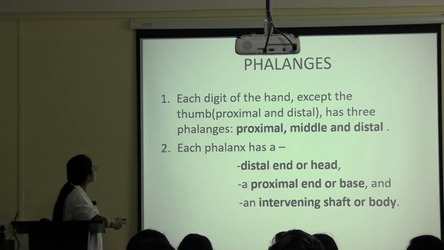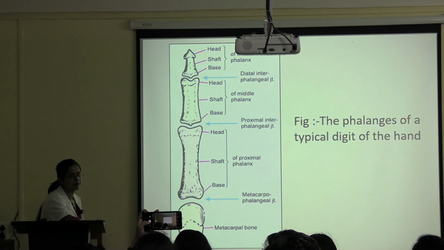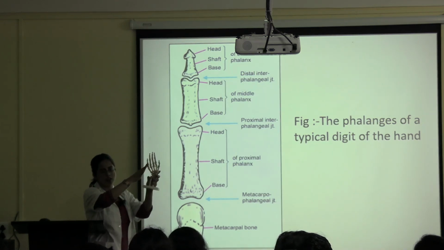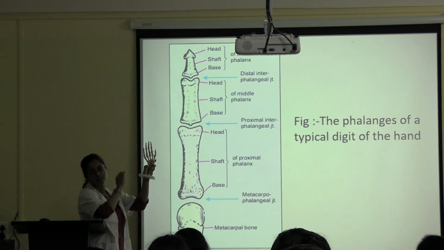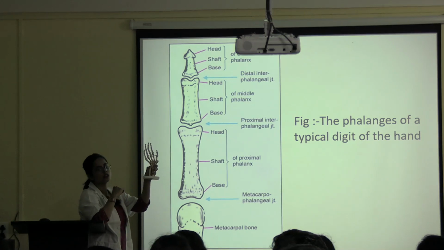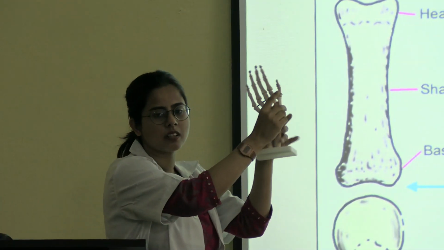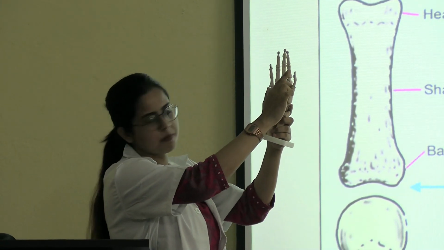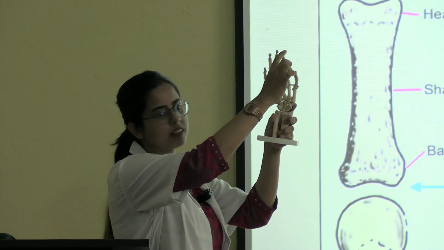So now phalanx. So this is the diagram of phalanges. You can see these four are having how many phalanx? This and this 3, and this one 2. So our thumb has only 2 phalanx, and rest of them will have 3. What is the name of this? Proximal phalanx, and this is the distal phalanx. This is the proximal, this is middle, and this is distal phalanx. Okay.